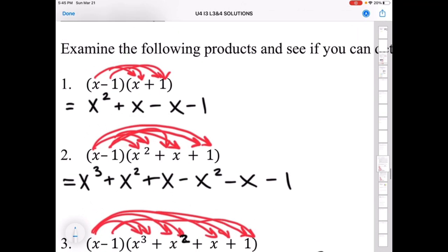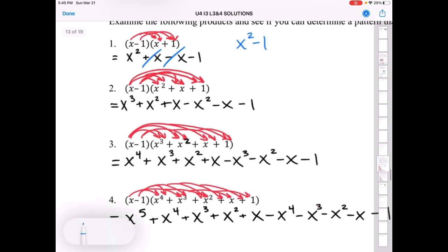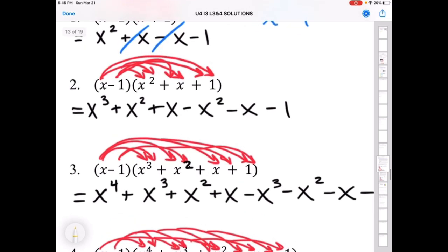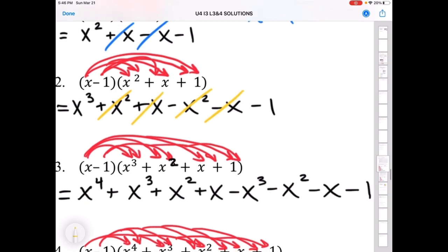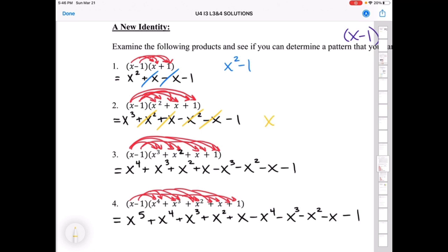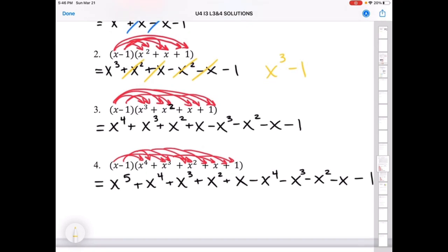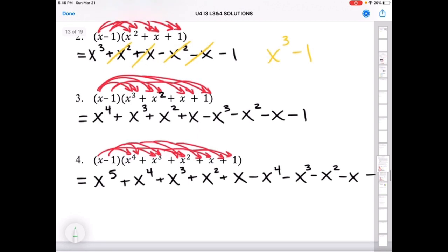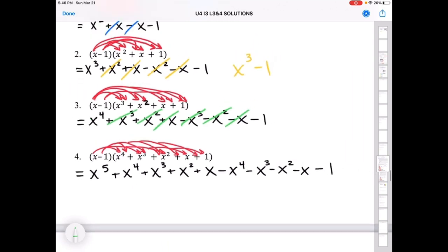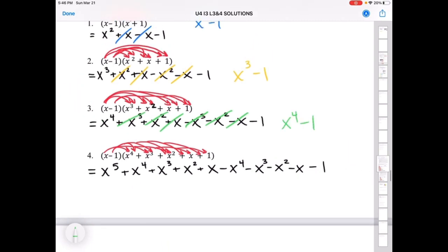So here after we distribute, we know our x and negative x will neutralize to 0. So I'm going to be left with x squared minus 1 here. In this second example, I'm going to have x squared and negative x squared, x and negative x neutralize. So I'm going to be left with x to the third minus 1. In number 3, I distributed. Now I have to simplify. X to the third and negative x to the third will neutralize. X to the second and negative x to the second neutralize. And x and negative x neutralize. So here I got x to the fourth minus 1.